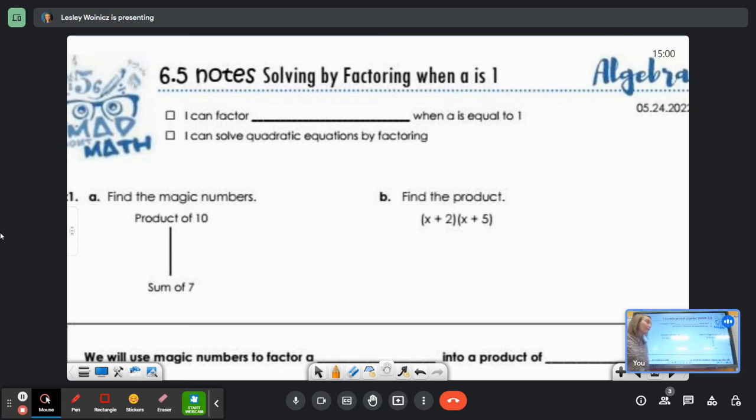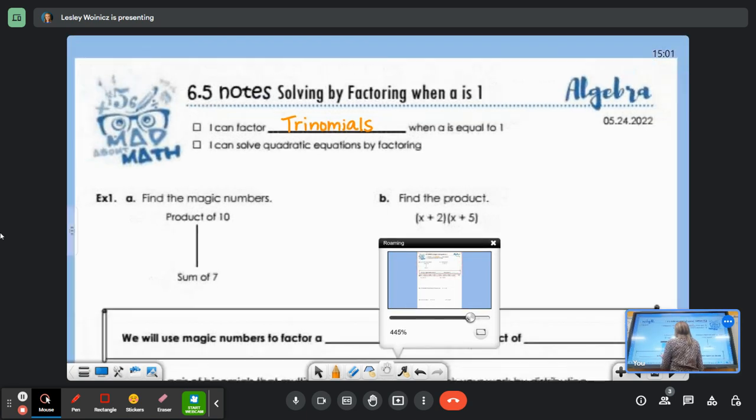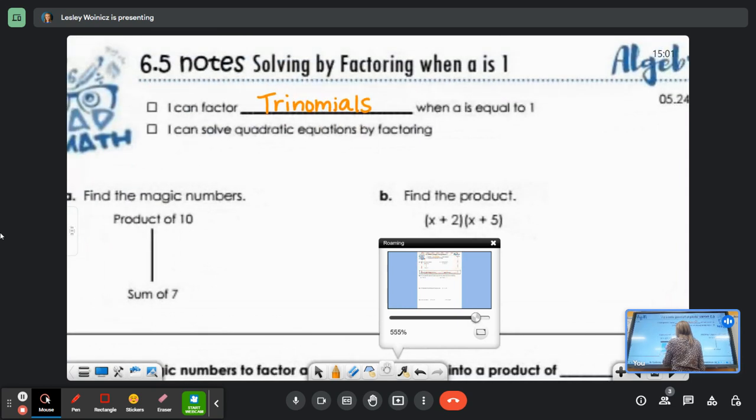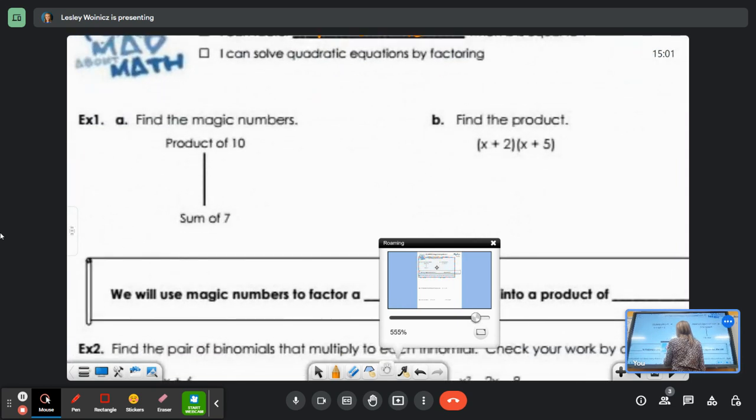All right, here we go. We are going to factor trinomials today. How many terms do trinomials have? Three. Okay. Just like a Triceratops has three horns.